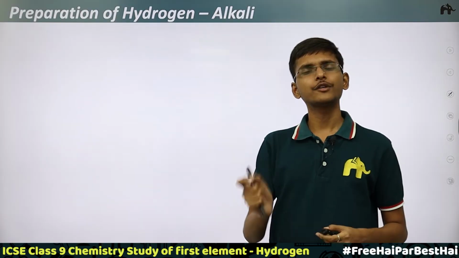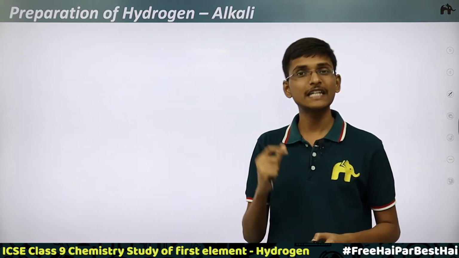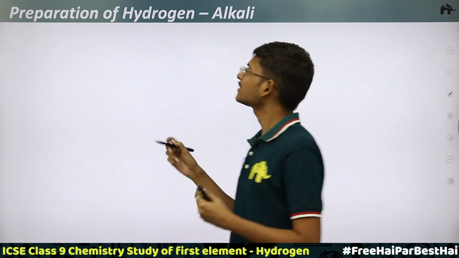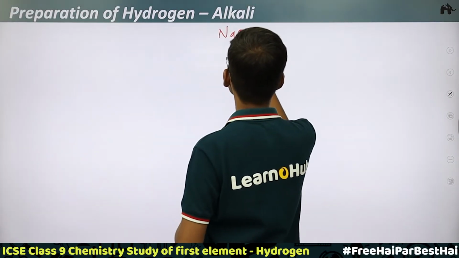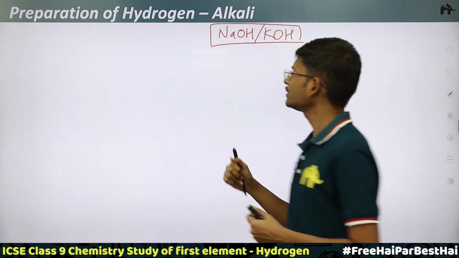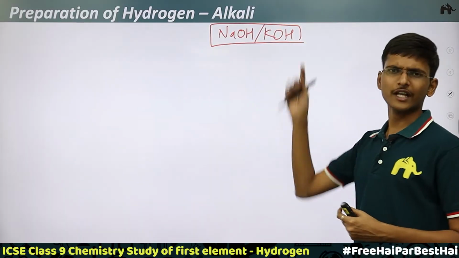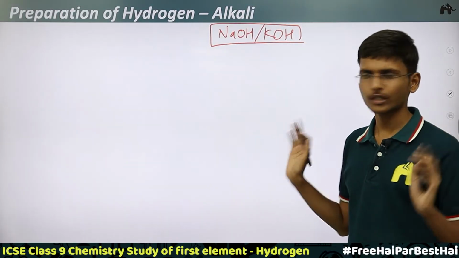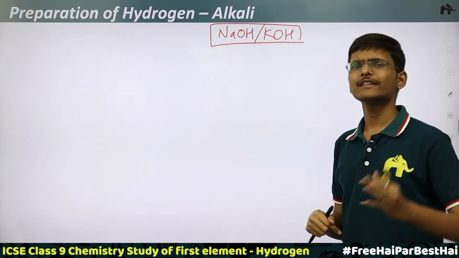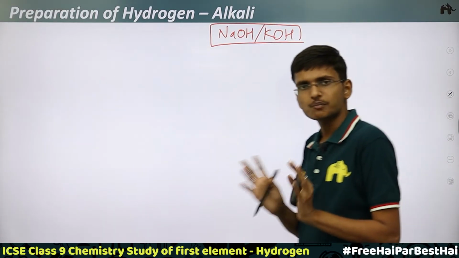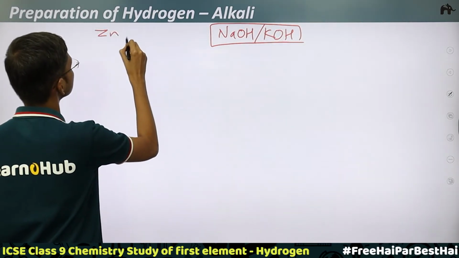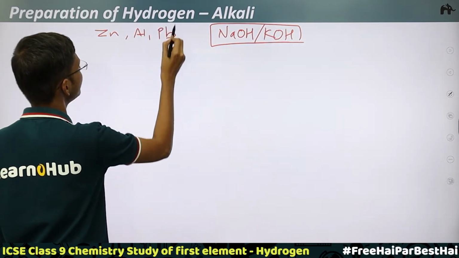That is, we are just going to simply prepare hydrogen by using alkalis. Here we are going to react our alkalis like sodium hydroxide or potassium hydroxide. Now we know this is called caustic soda, this is called caustic potash, so we call them caustic alkalis. These sodium hydroxide and potassium hydroxide we are going to treat with only 3 metals. And these 3 metals are very special, which are zinc, aluminium, lead.